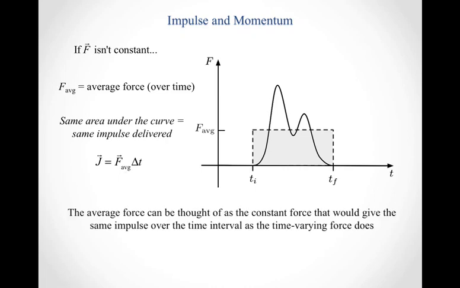So what this means is that the average force can be thought of as the constant force that would give the same impulse over the time interval as the time varying force does. This is one of the strategies that we will often use: even though we may have a force that's incredibly complicated, I may not be interested in dealing with all that complication and am willing to deal with, well, on average what's going on, which gives me the same impulse but makes the math much simpler.